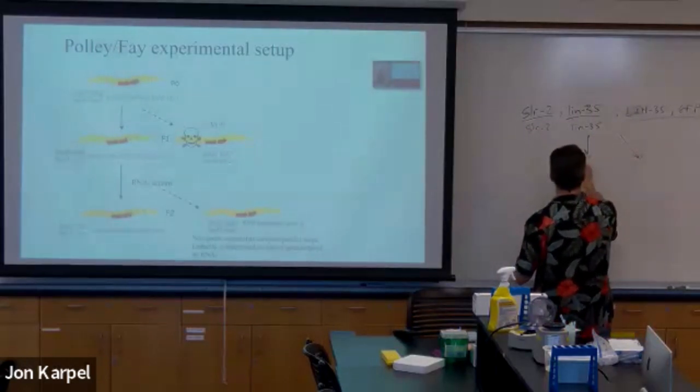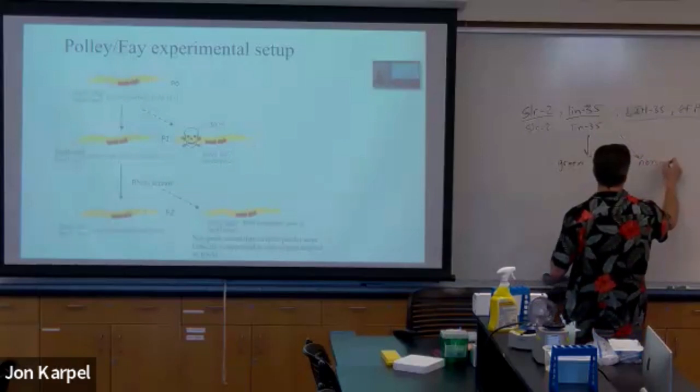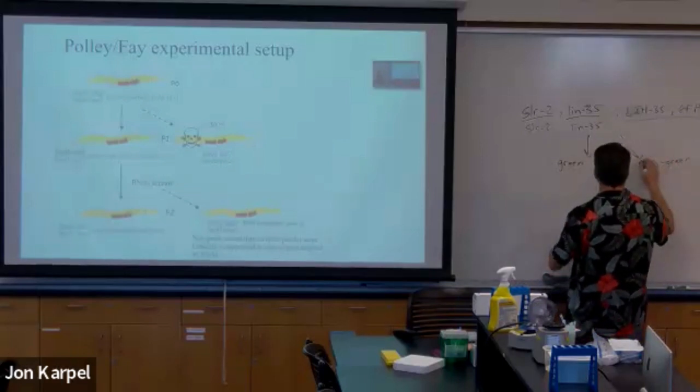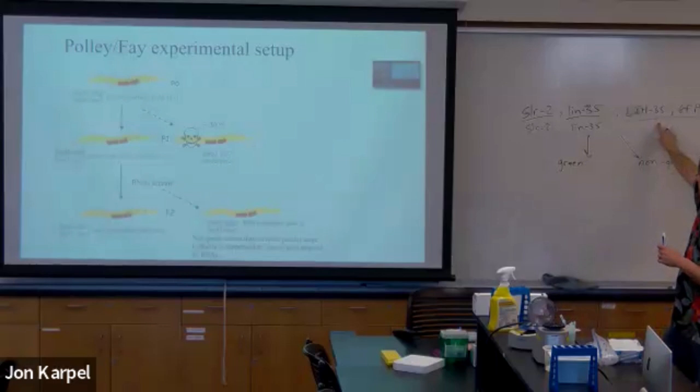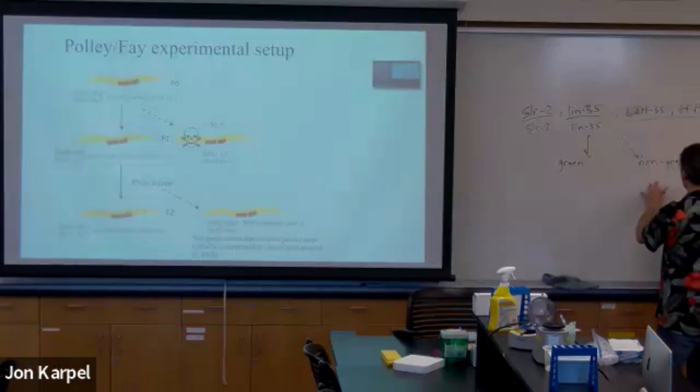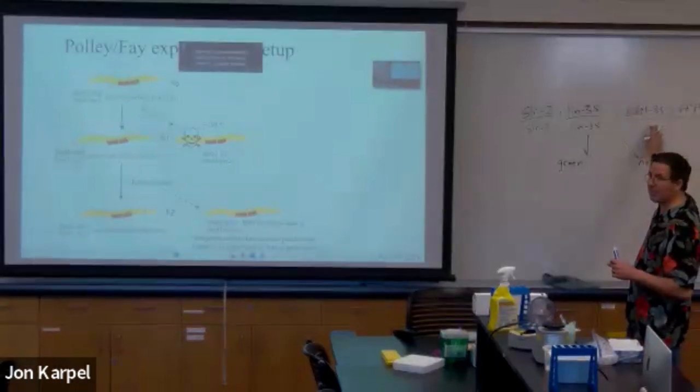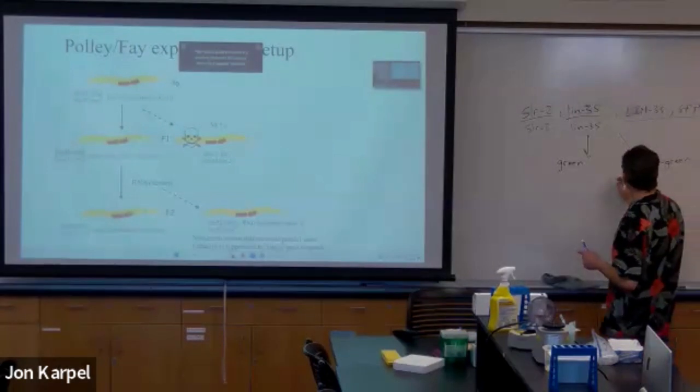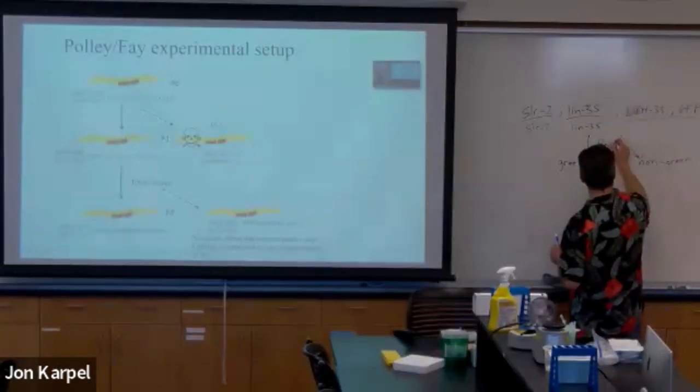So either green or non-green. If they're green, we know they have the chromosome. If they're non-green, we know they don't have the chromosome, and they're supposed to die. So what did they do?